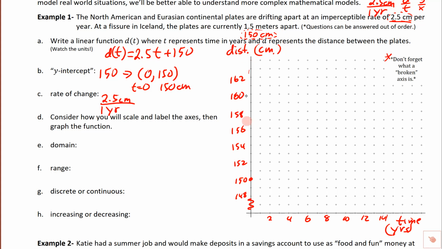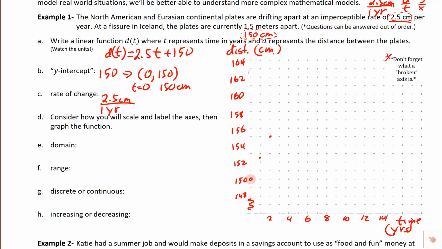Well, remember, this is still scaled in centimeters, so we're just going to go up 2.5 centimeters, so that's going to be about right here. So 1, 2.5 in 1 year, and then a half, 1 and 2, so we're going to be right here, and then in 1 year.